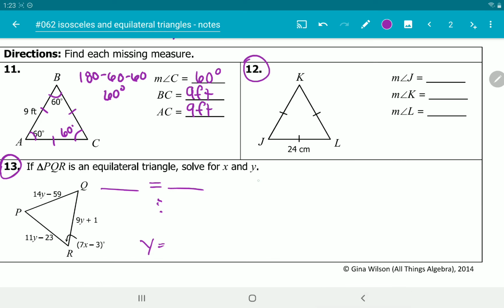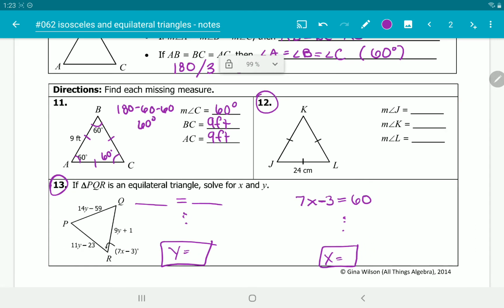And then we also have the angle R is 7x minus 3. And we know that each of the angles in an equilateral triangle are 60 degrees every time. So with this, we know that this 7x minus 3 is going to be 60. Go ahead and solve for x with that.